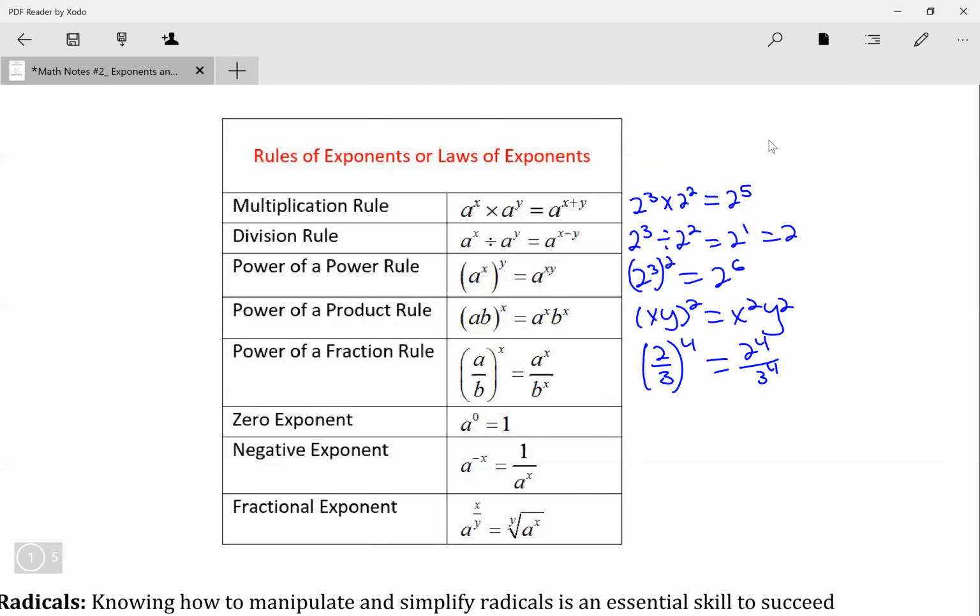So that's basically saying anything to the zero power is just equal to 1. So even if I have like 1,000 per se to the zero power, that would just equal 1.